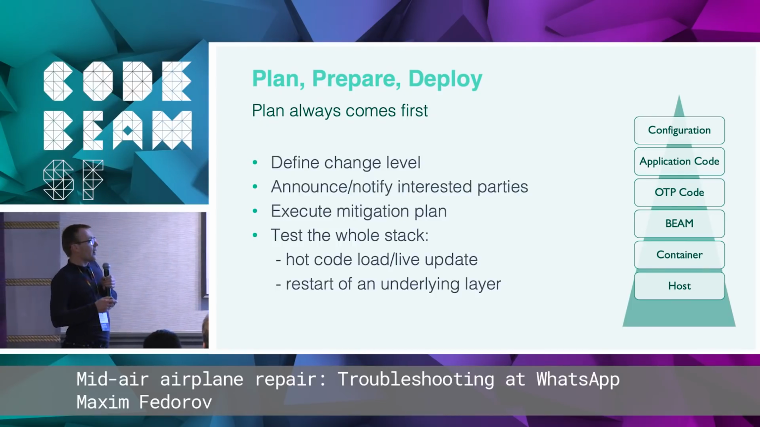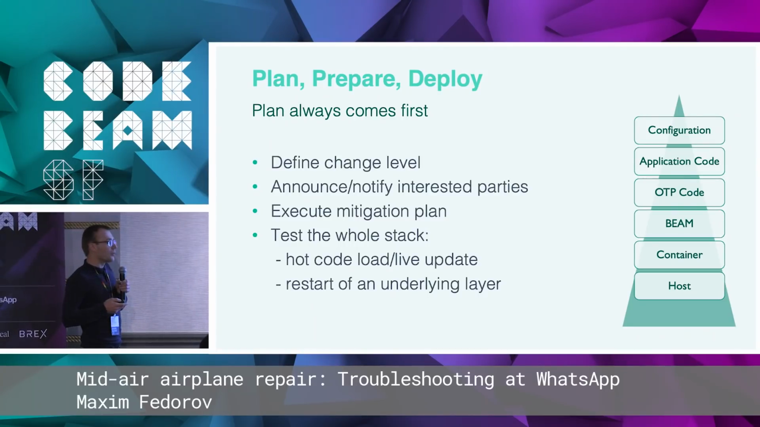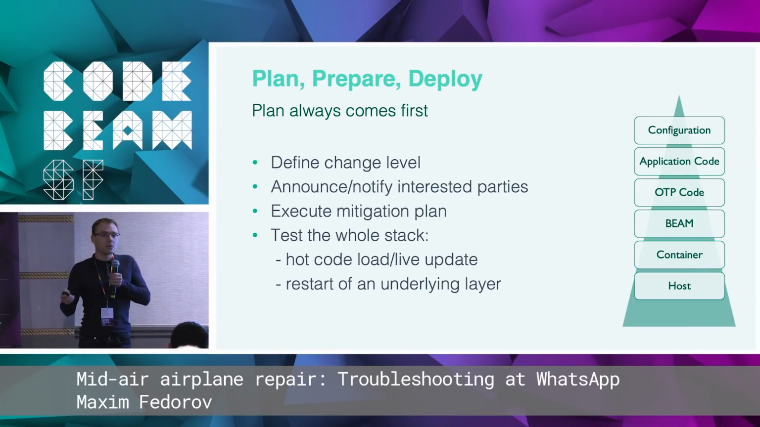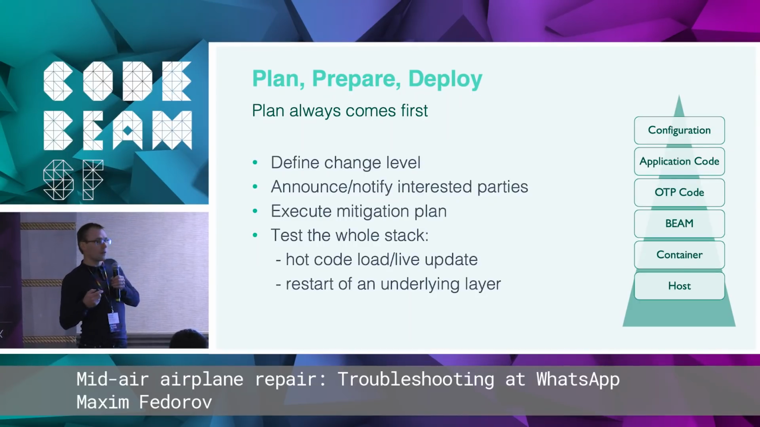But every time we make a fix, we have to define a change level. And when we know the change level, we need to talk to the teams, or at least make an announcement that, hey, we are going to change this, and you may be affected by this. After that, and when we have some kind of agreement between these teams, we need to execute the plan and test.